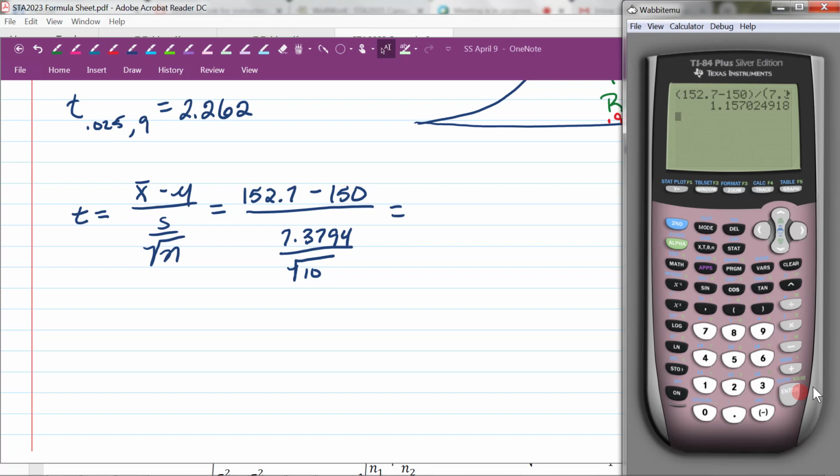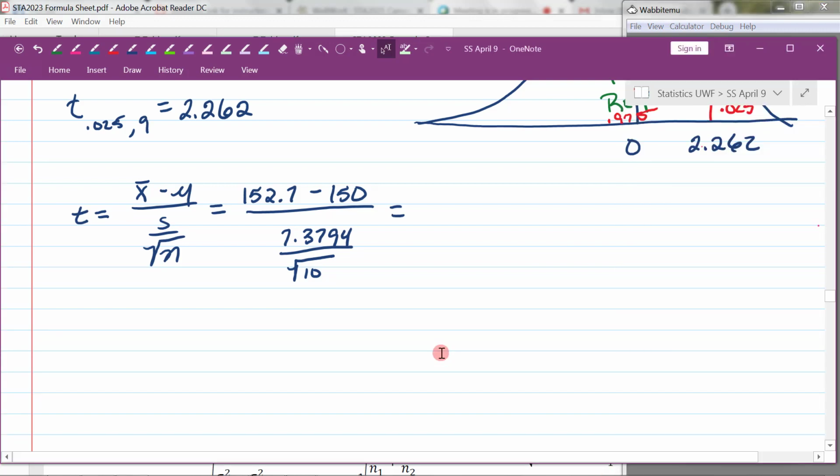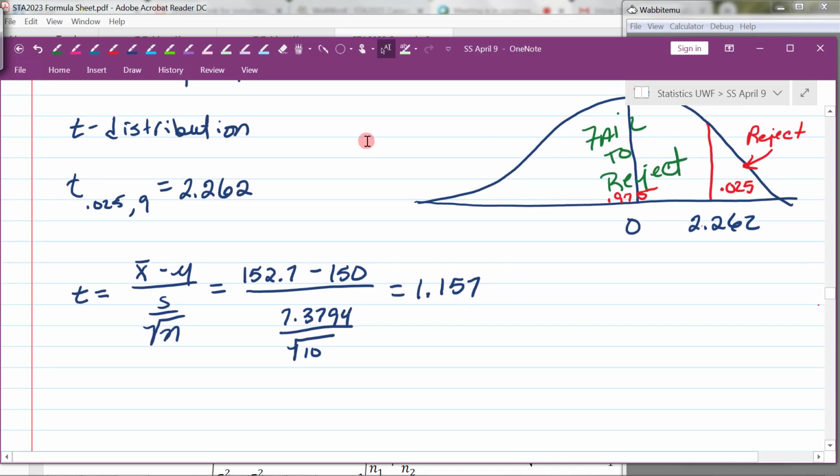That's 1.157. So we're going to come back up here to our picture, and we're going to put 1.157 right there, and we are in the fail to reject region. So we fail to reject.